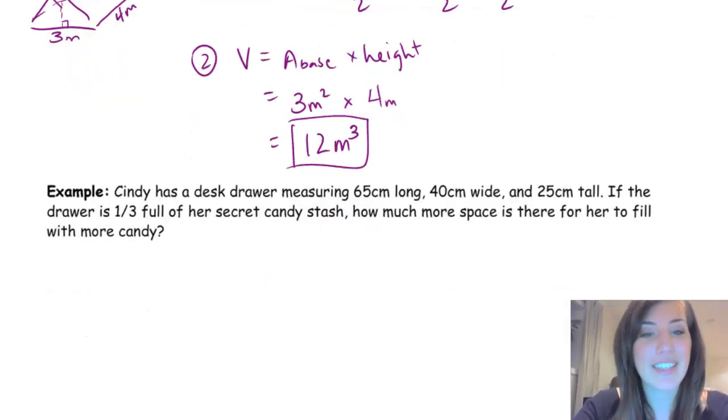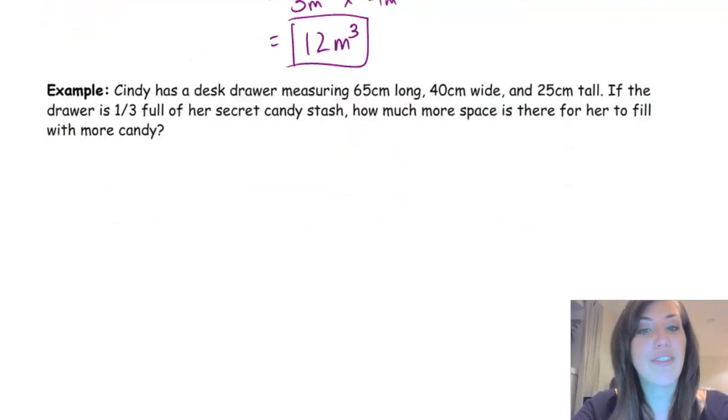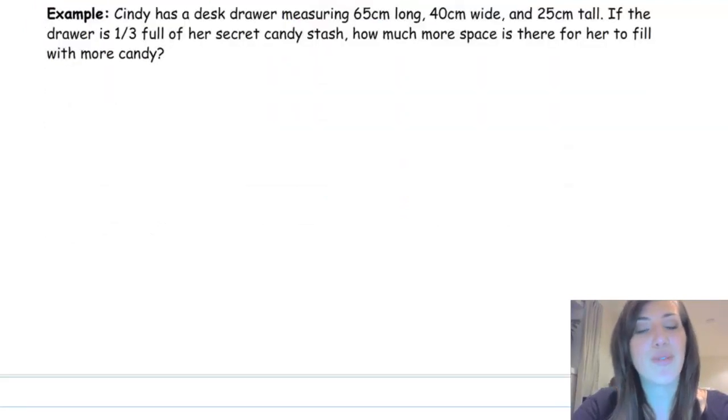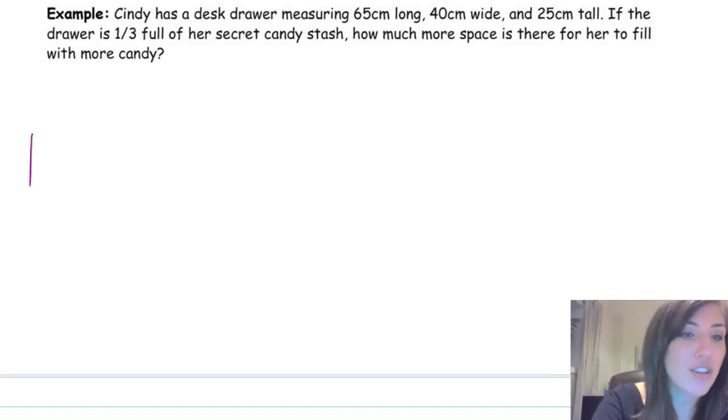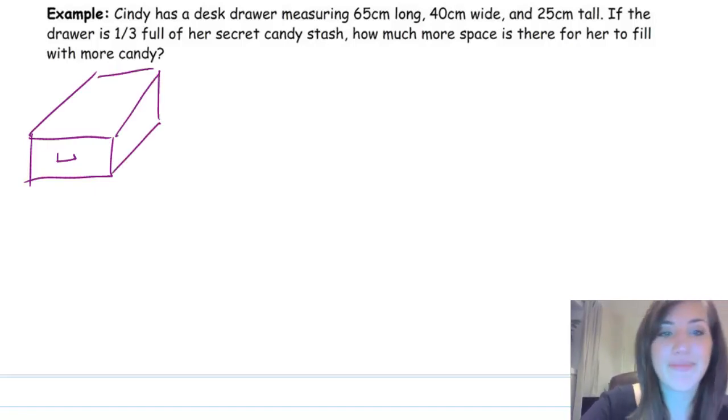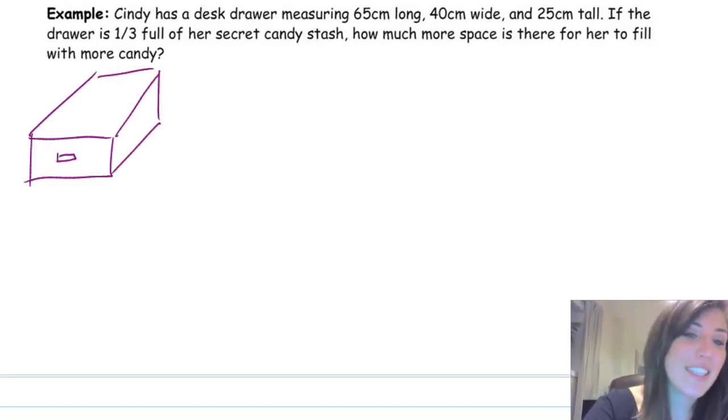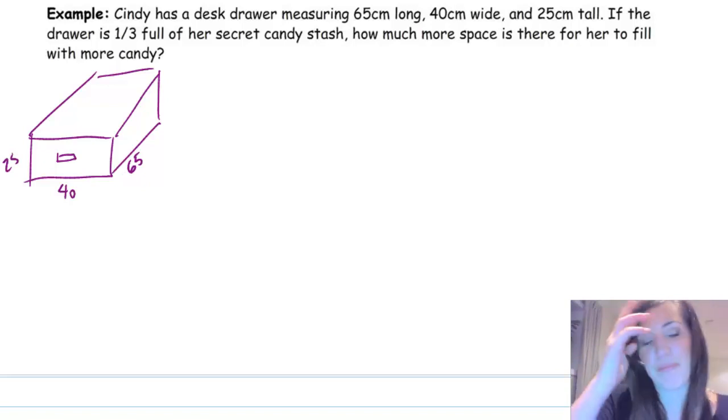Example 2, Cindy has a desk drawer measuring 65 centimeters long, 40 centimeters wide, and 25 centimeters tall. If it's 1/3 full of her secret candy stash, how much more space is there for her to fill with more candy? Well, let's first draw her drawer. Here we go. And here's a little handle. So this is 65 centimeters long, it's 40 centimeters wide, and it is 25 centimeters tall.